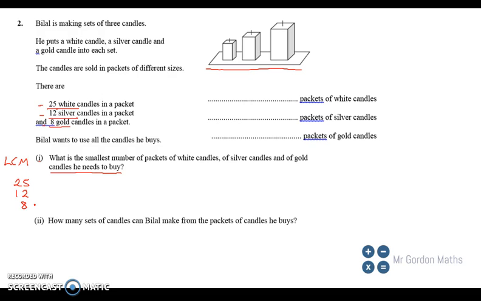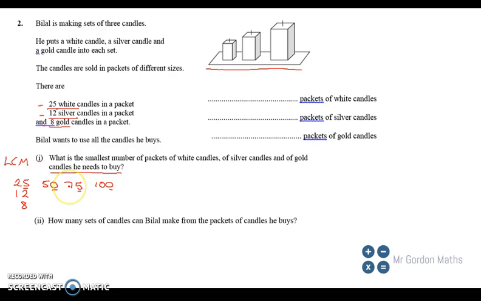What do I mean by that? So if you look at the first number, 25, then you could buy 2 lots of that would be 50, 75, 100, and it goes on like that. So it ends in a 5, then a 0, ending in a 5, ending in a 0. Both of these times tables, the 12 and the 8, never end in a 5, do they? So they never end in these 5s.